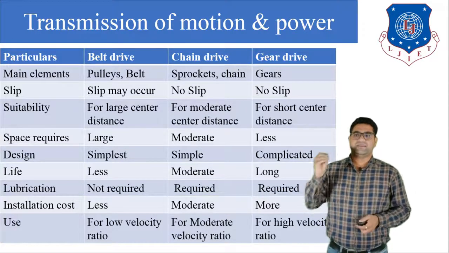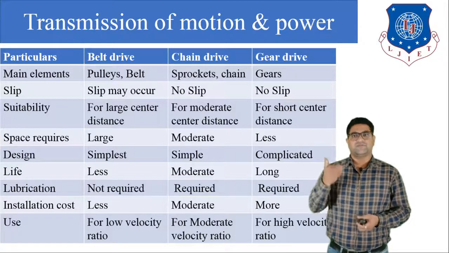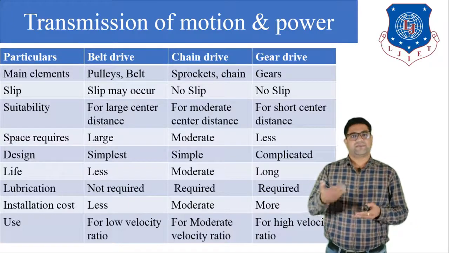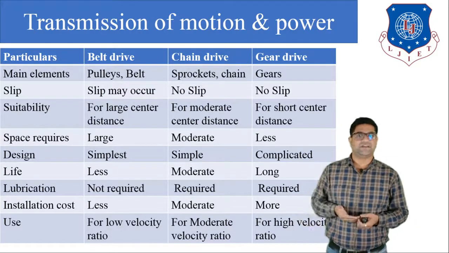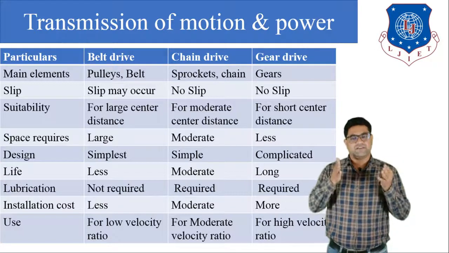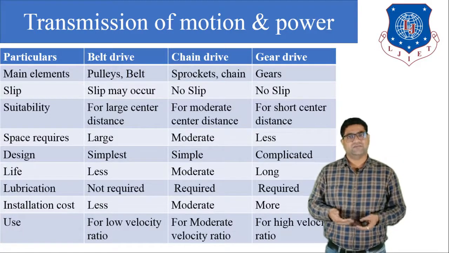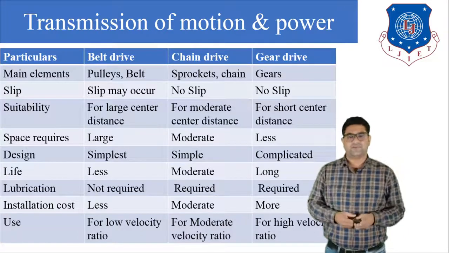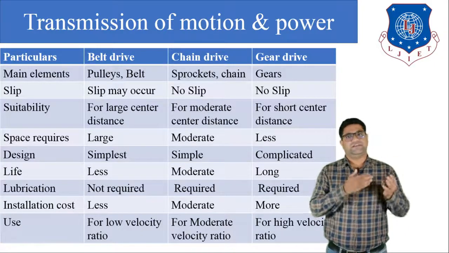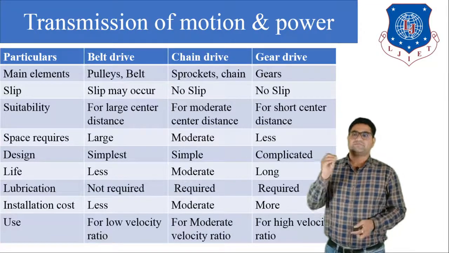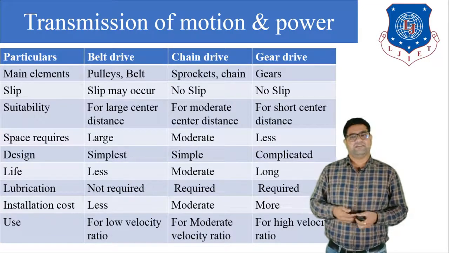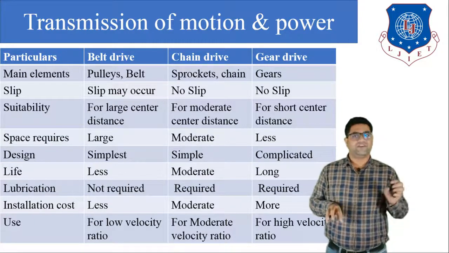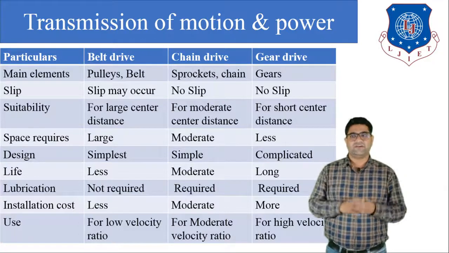Next, the space requirement. For the belt drive large space is required. For the chain drive space is required but it is less compared to the belt drive, and for the gear drive very less space is required. So in our automobile vehicle we generally use the gear drive, because the space is very limited in the automobile. Next, the life of the belt is very less. Life of chain is higher than the belt and the life of gear is very high, that we already know.